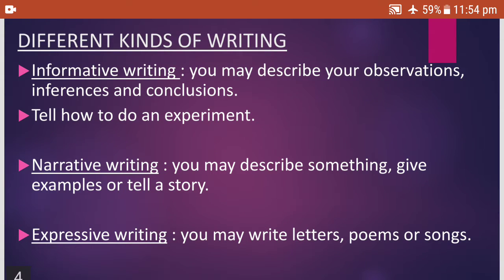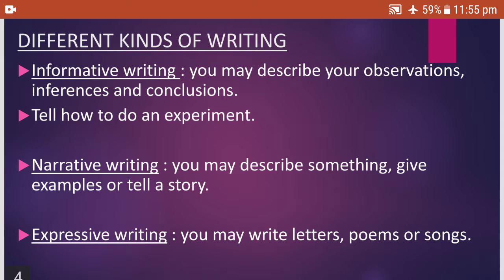The scientists, after conducting their experiments, they do the writing part. There are different kinds of writing. Informative writing, you may describe your observations, inferences, and conclusions. Tell how to do an experiment. That is called informative writing.